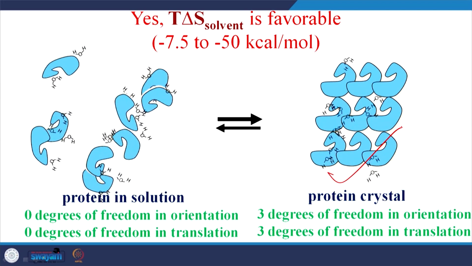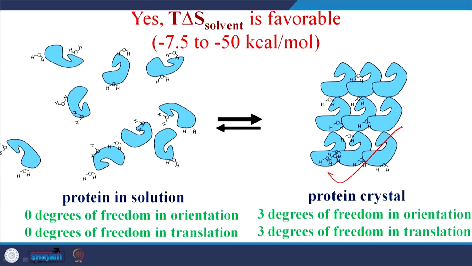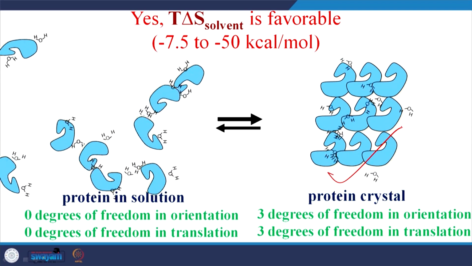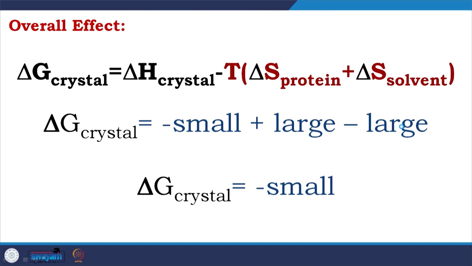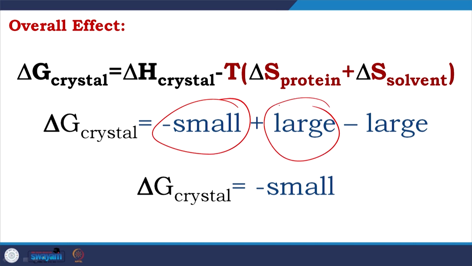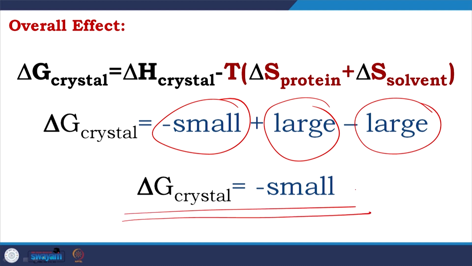So, it is entropically favorable, minus 7.5 to minus 50 kilocalorie per mole. If we look at the overall effect, del G crystal equals del H crystal minus T del S protein plus del S solvent. Del G crystal equals negatively small favorable, large unfavorable and large favorable. So, overall crystal growth is thermodynamically small favorable.